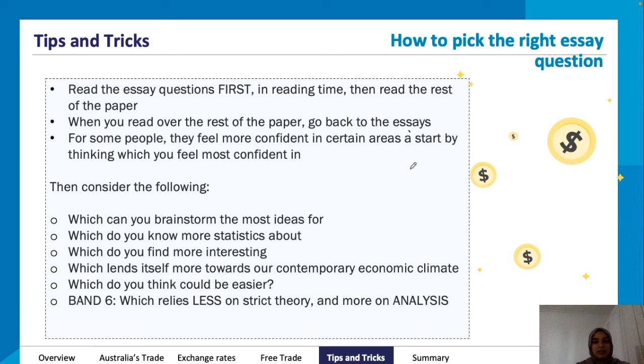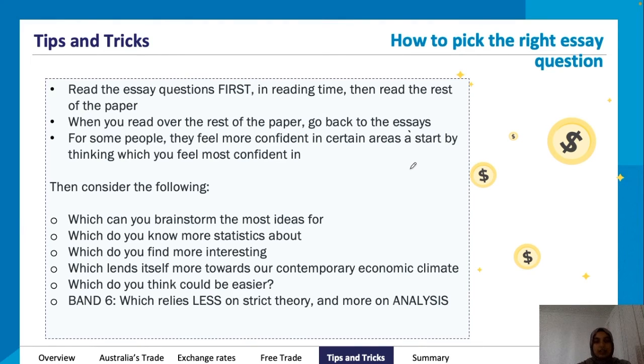For some people, they feel more confident in certain areas, so start by thinking about which area you feel the most confident doing. For me, I would always read the essays first, and then when writing time would start, I would write down a quick plan for which essay questions I wanted to do, and then I would start from the beginning, do my multiple choice, do my short answers, and then leave as much time as possible for the essays.